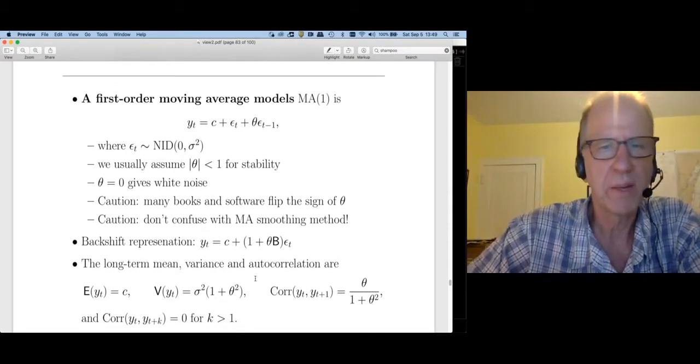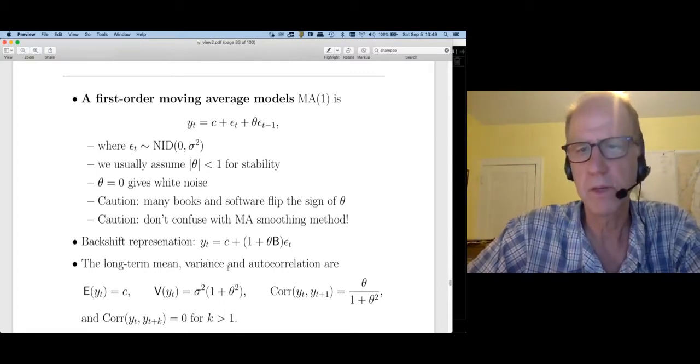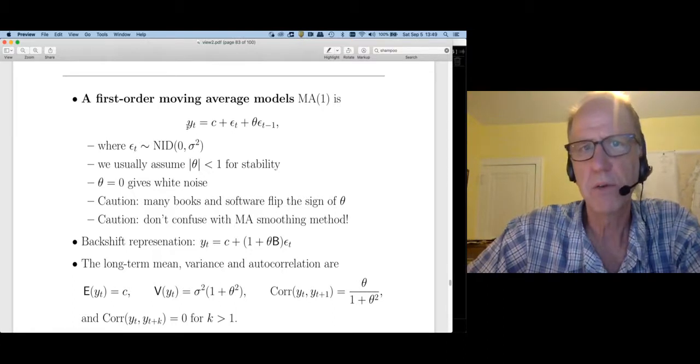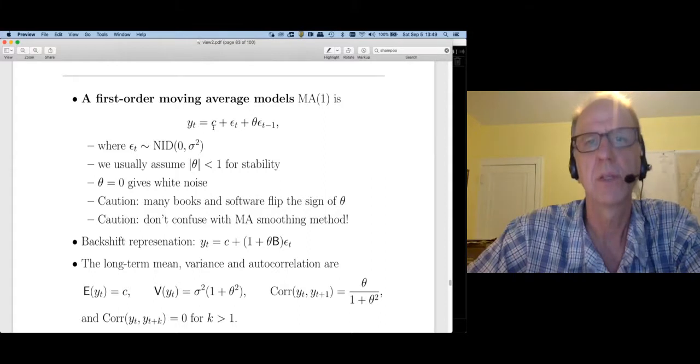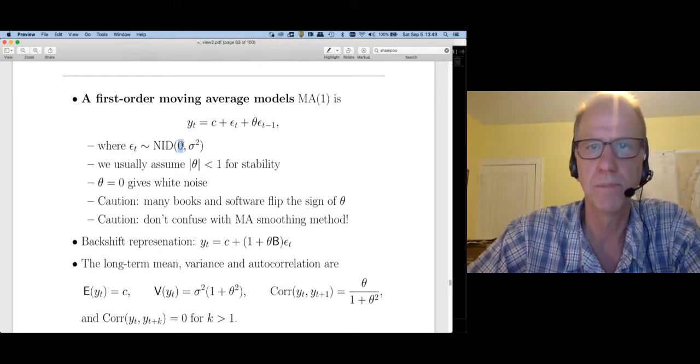Whenever we've been defining processes in this class, I've given you the mean, variance, and autocorrelation function. Let's do the same for this. So what is the expected value of y? Well, this is really very easy because the mean of epsilon sub t is 0, the mean of epsilon t minus 1 is 0, by assumption here. Therefore, the mean of this moving average process is just c. So that's very easy. The variance is also pretty easy.